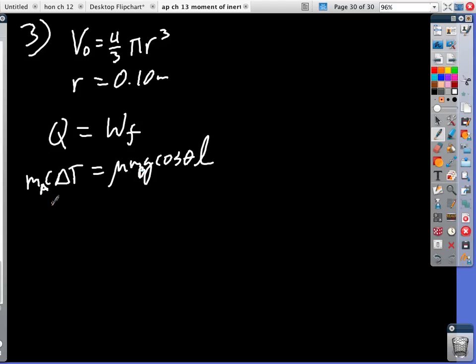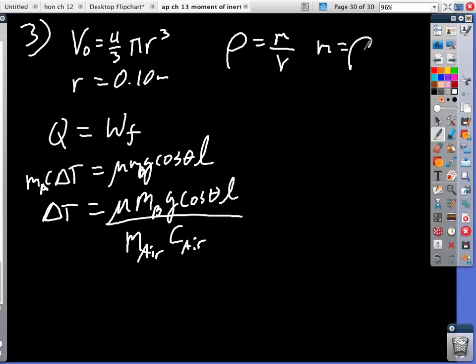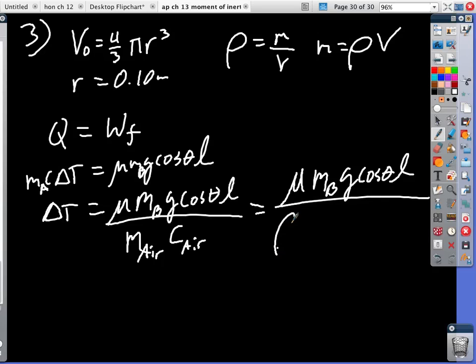Okay, so same thing. I still get delta T equals mu m_b g cosine theta L over the mass of the air times the specific heat of air. And then what you have to do here, density is mass over volume. So mass is density times volume. So that gives me mu, mass of the block, g cosine theta L over density of air times the volume of the air times specific heat capacity of the air.